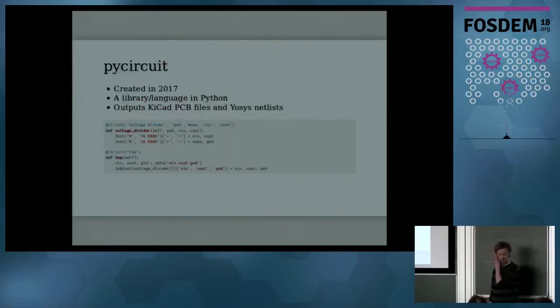Another one that's fairly similar in some ways is PyCircuit, which was created a little bit later and is also embedded in Python, and it outputs KiCad files, though it outputs KiCad PCB files rather than netlists. This makes it a bit easier to have the footprints embedded into your output, so you don't need to worry about where your libraries are, which you would need to if you work from a netlist.